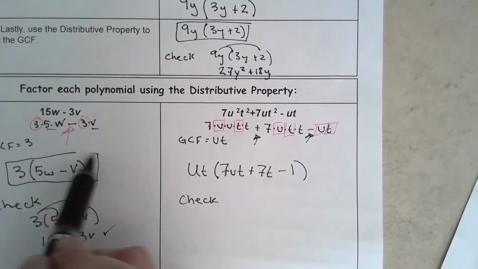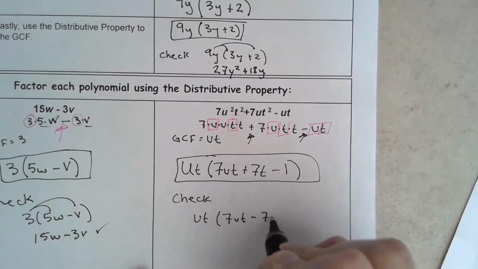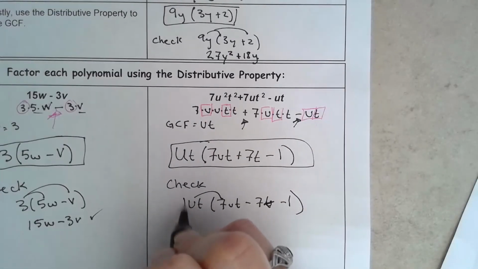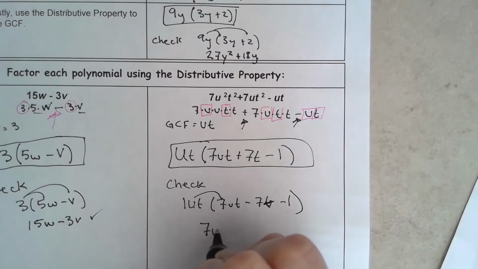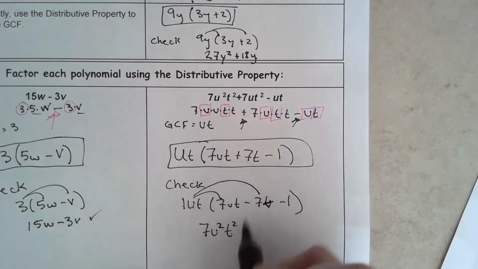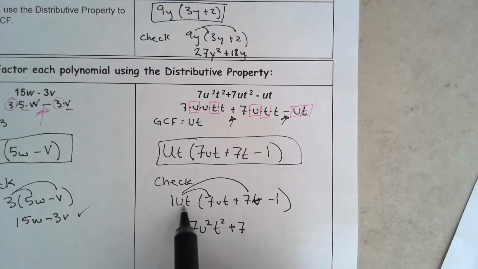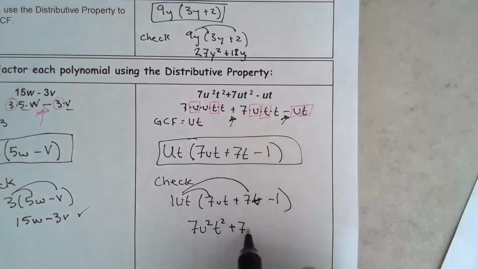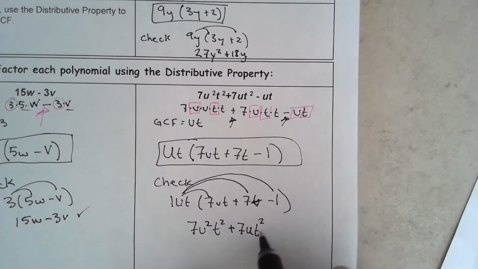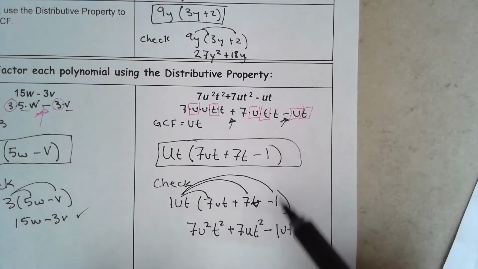Sorry, I'm going to box this so I knew that was my answer. But let's do a quick check. So ut times 7ut minus 7t, sorry, minus 1. ut times 7ut. So that'd be 1 ut, 1 times 7 is 7, u times u is u squared, t times t is t squared. 1 ut times 7t, 1 times 7 is 7, u is u, t times t is t squared. So far so good. 1 ut times negative 1 is negative 1 ut. Okay, and it matches. The 1, technically is there, but we don't write it.